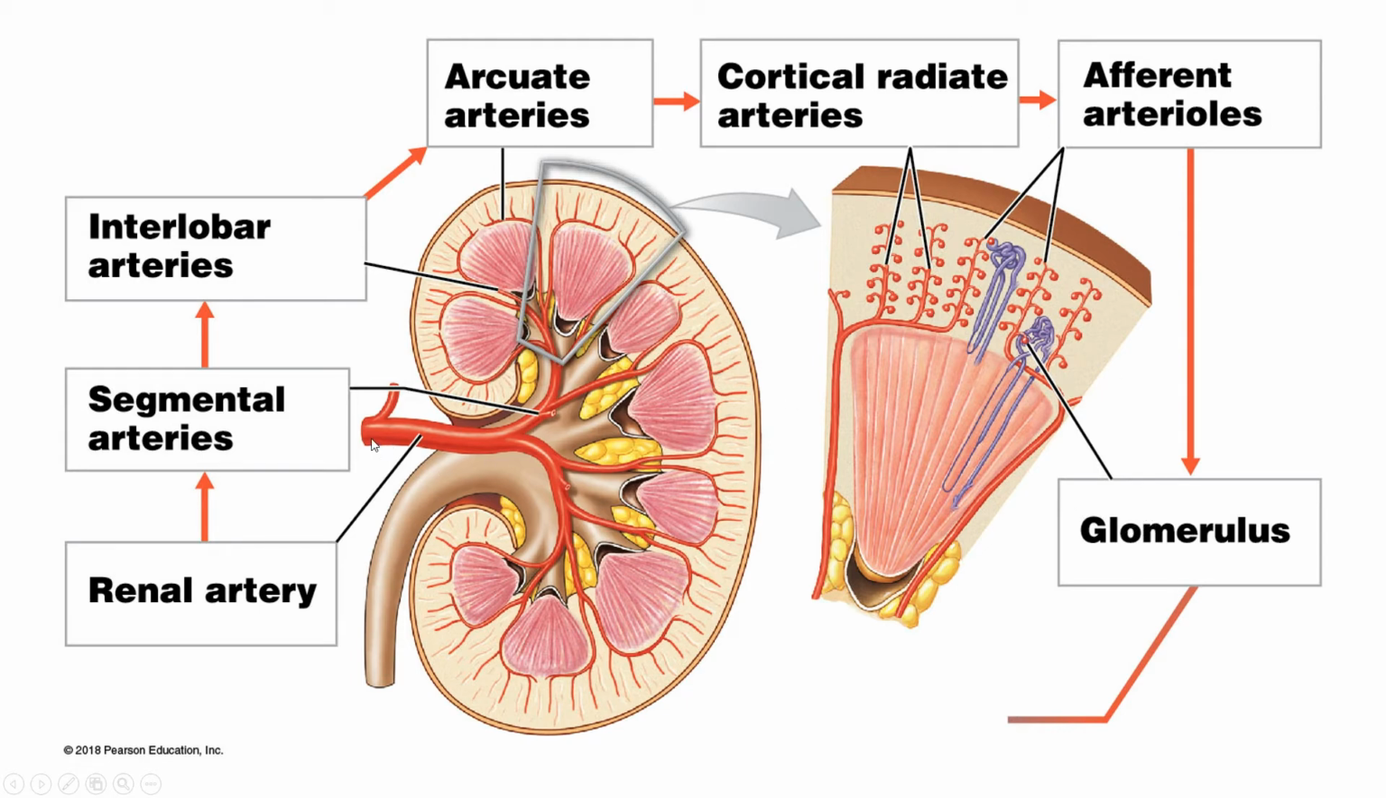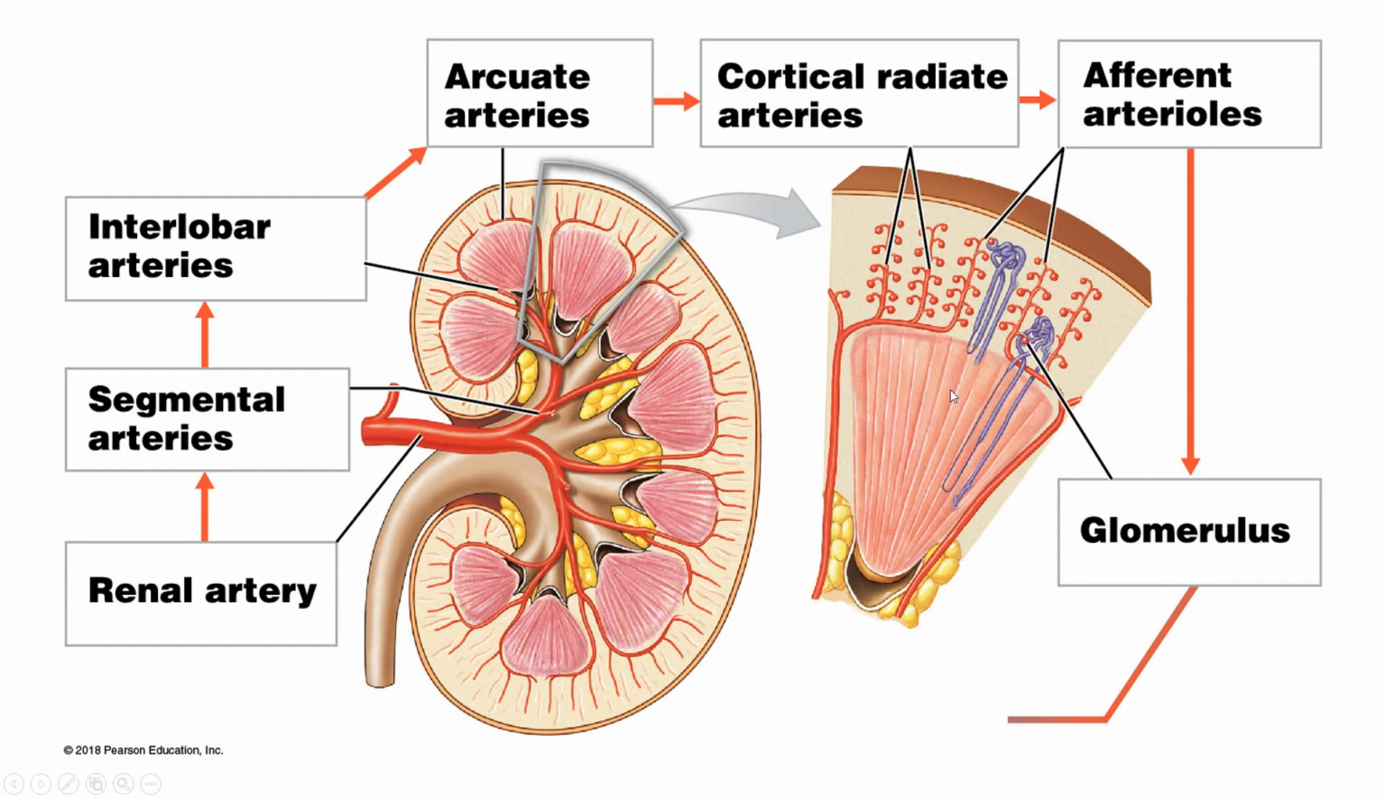But if you look at the picture, here's your renal artery. You have multiple segmentals, right? And then these segmentals are going to go up into this column, which is the interlobar arteries. And then the arcuate arteries are actually going to border the cortex and the medulla. And then if you take a closer look, so here's your arcuate artery, the cortical radiate artery is going to radiate into the cortex. So that's why it's called a cortical radiate artery, because it's radiating into the cortical region of the kidney. And of course, the afferent arterioles.